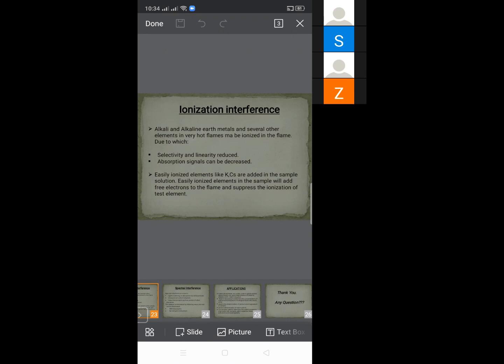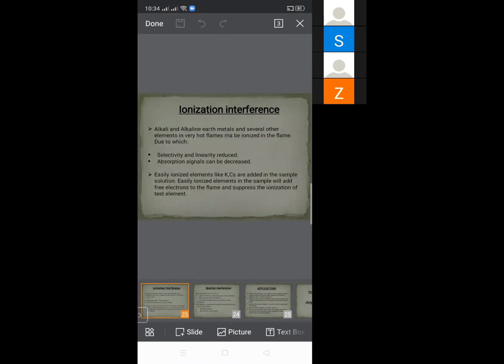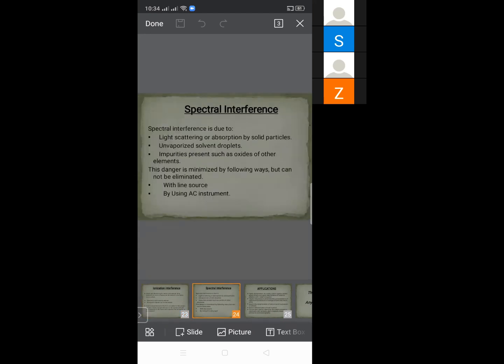Hence, the ionization interference can usually be overcome either by adding the same amount of the interfering element to the standard solution, or more simply by adding large amounts to both the samples and the standards to make the enhancements constant and ionization minimal. These are the two major processes used to overcome the ionization interference. The next one is spectral interference.